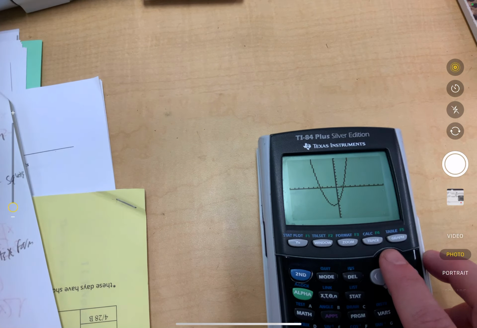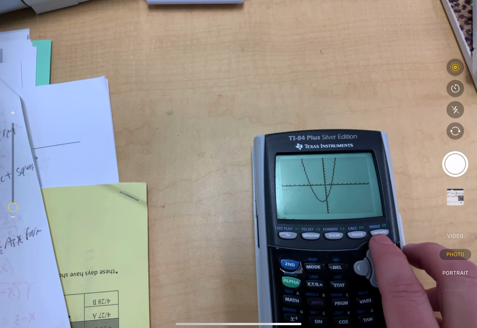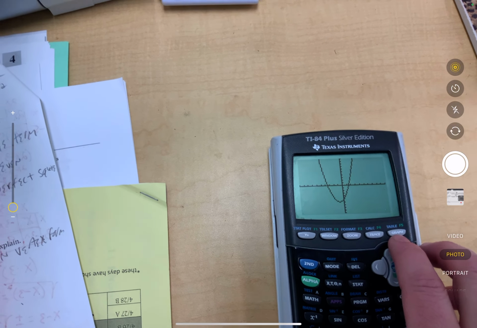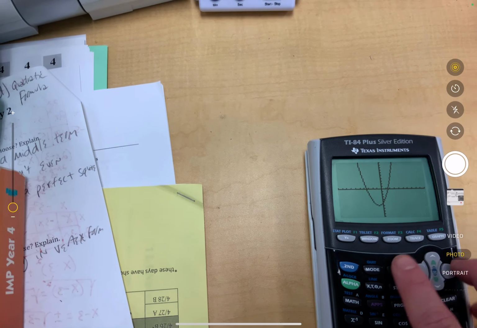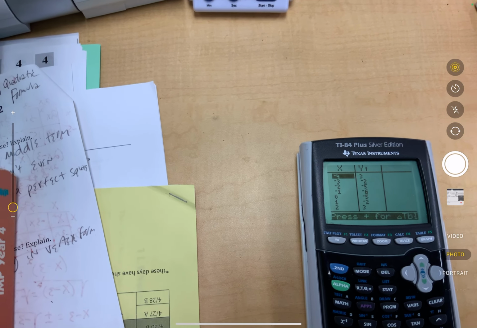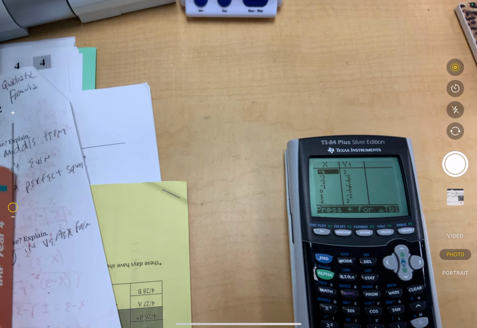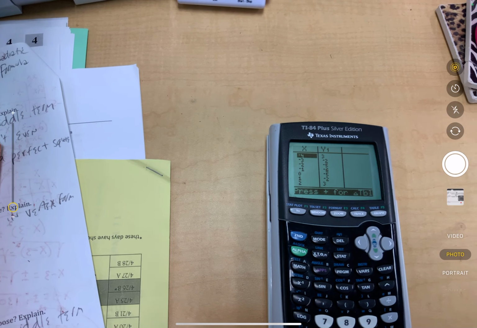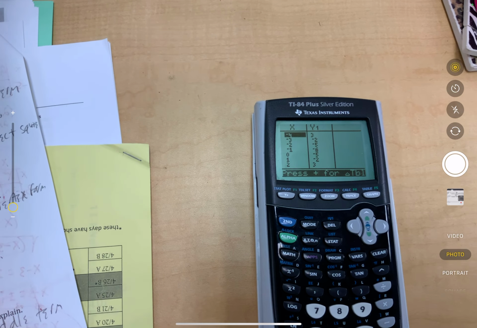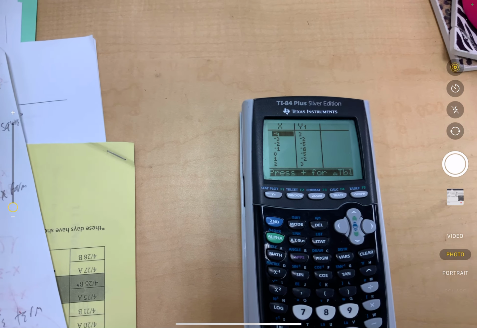Okay, do you see table up here above graph? Everybody see that? Yeah. So press second table. Holy cow, I have a table, my friends. How nice is that? Do you see it?